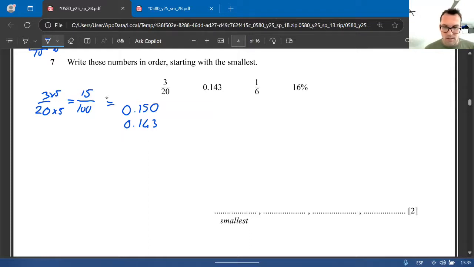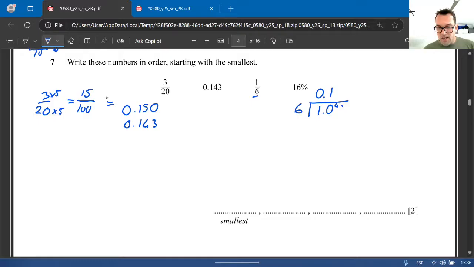Let's do the 1 over 6. 1 over 6 is none other than 1 divided by 6. Remember the bus-stop method for dividing? 1 divided by 6, can't do it. That is 0. Now we need to add a decimal. 1.0 is still 1, I haven't changed the number. But I can now say 10 divided by 6 is 1. 6 goes into 10 once, remainder 4. Put the 4 there.